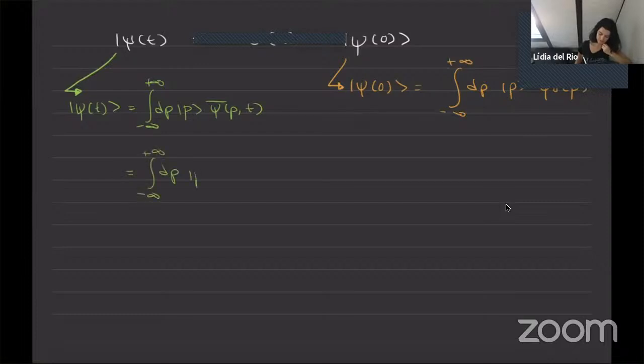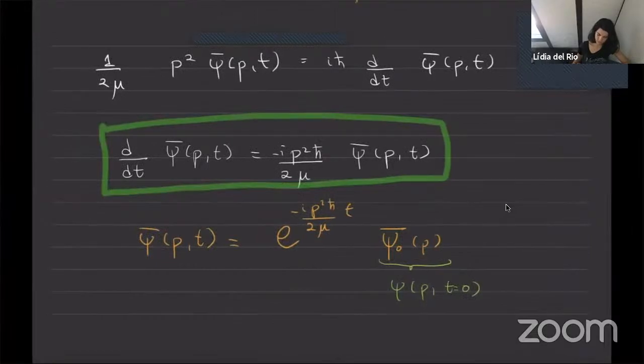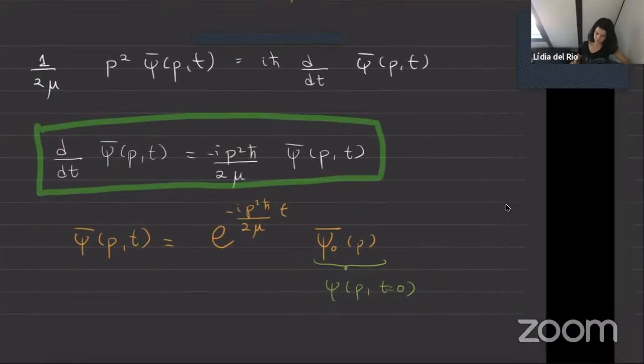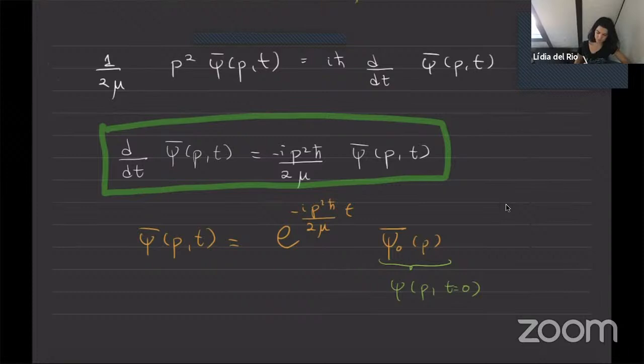And now E, 2 minus, what was it? I h bar P squared over 2. Sorry, the h bar should be on the denominator. Sorry about that.